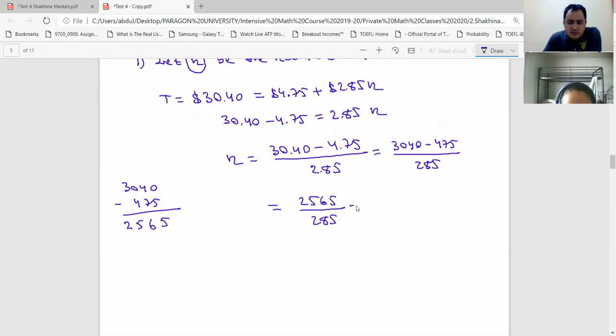Now we should divide this by this number. One way is to divide by 5 first. Divide by 5: 513 over 57. We can divide again by 5. How much is it? It is 9, right? We know how to divide it because 9 times 7 is 63, so it must be 9. So Mr. Ong has 9 nephews.